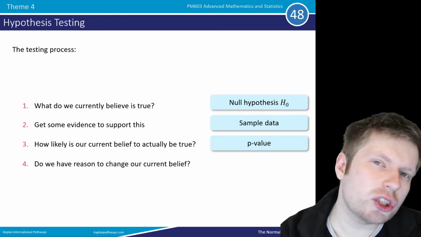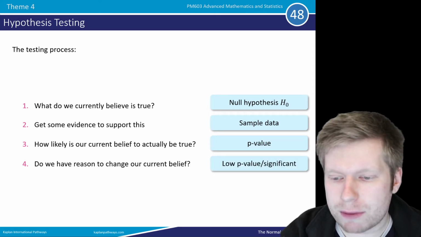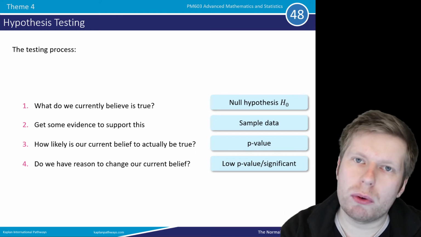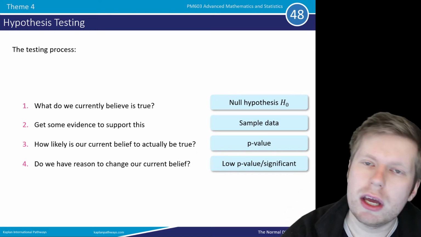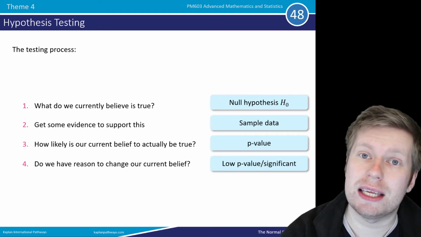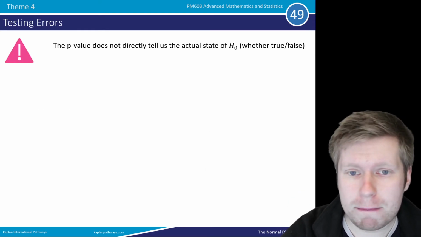So then we ask, do we have reason to change our current belief? Therefore we look at the case, well, do we have a low p-value, or is our sample significant? They're pretty much the same thing. If you have a low p-value, it means your sample is significant. Remember, we've talked about what significant means in the context of statistics.